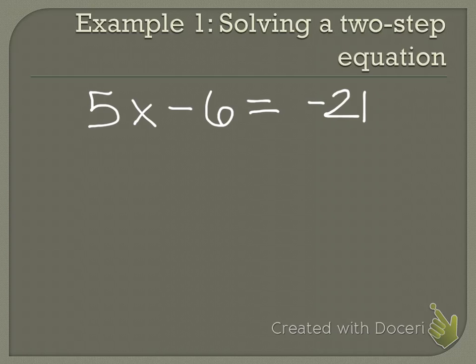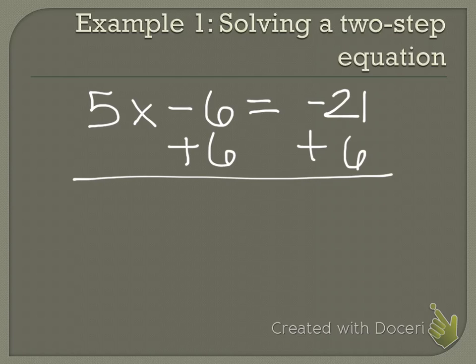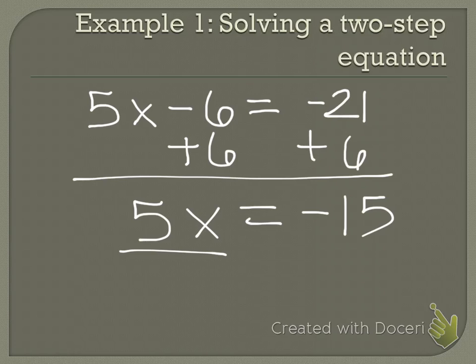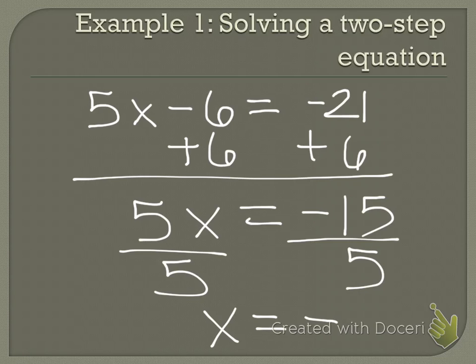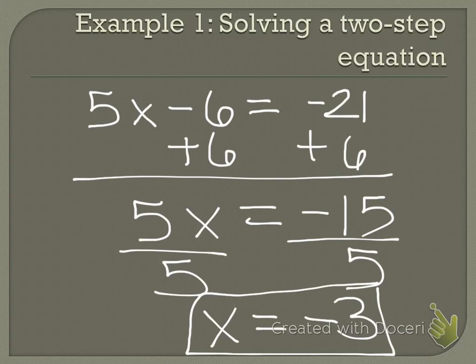Okay? So negative 6 is standing alone over on the left side, so I'm going to add 6 to both sides. Now notice over here with negative 21 plus 6, we have different signs, so we need to subtract and take the sign of the number with the greater absolute value. 21 has the greater absolute value, so that would equal negative 15. And now I have 5x equals negative 15. Now the inverse operation here would be division, so I need to divide both sides by 5. And negative 15 divided by 5 is negative 3, and that would be your answer.